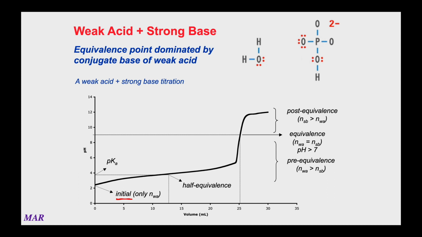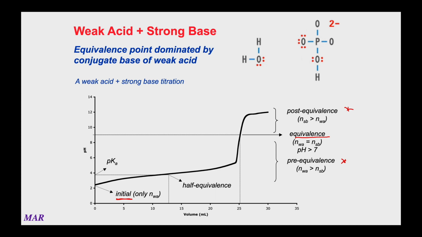You'll have an equivalence point where the moles of weak acid equal the moles of what you're adding, moles of strong base. And then there will be a pre- and a post-equivalence region. Pre-equivalence means you have more moles of what you started with than moles of what you're adding. Post-equivalence, more moles of what you're adding than moles of what you started with. But there are a couple of differences here too.